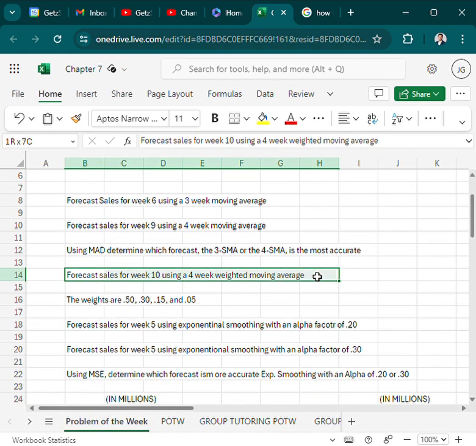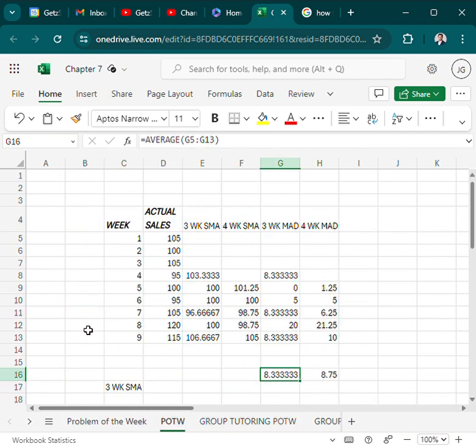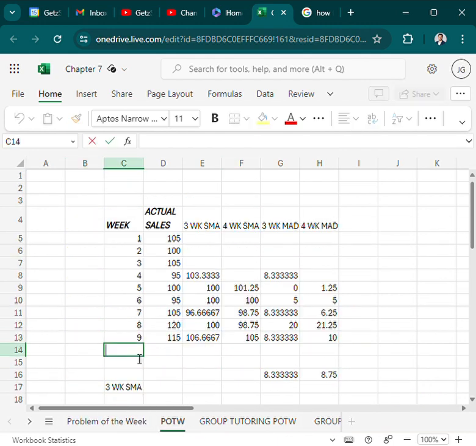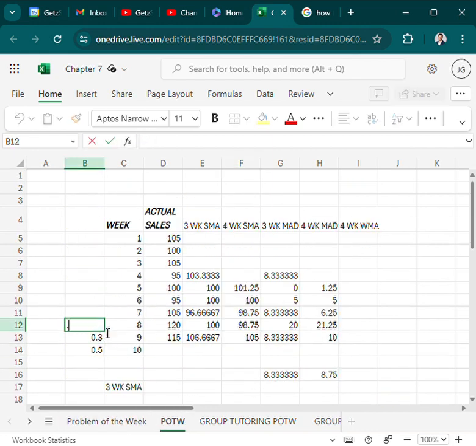Next, forecast sales for week 10 using a 4-week weighted moving average. We have weights of 0.5, 0.3, 0.15, 0.05. So let's do this real quick. We need to know week 10, so let's put week 10 here and call this the 4-week WMA. We have 0.5, 0.3, our 0.15, and then our 0.05.